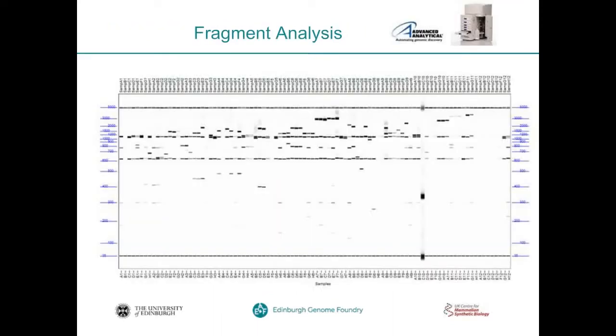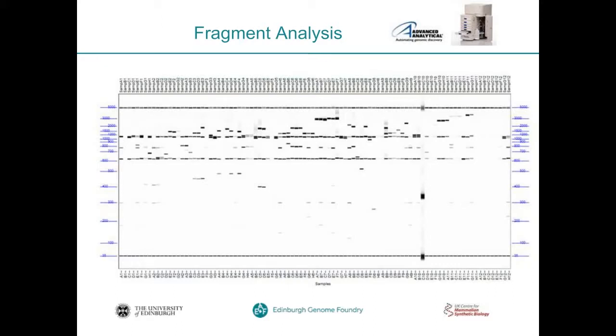To determine the size, we use capillary electrophoresis, or what can also be called fragment analysis. So our instrument is called the Fragment Analyzer. It's made by ATI. And this picture, which looks very busy here, represents 96 individual digests. So these represent 96 different clones of different assemblies. And as you can see, it is a very complex pattern.